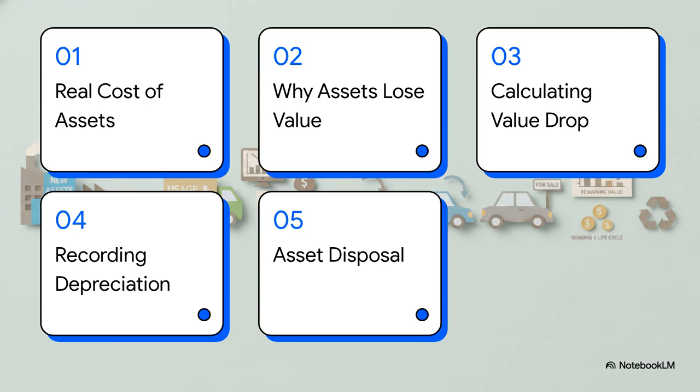We're going to follow the complete life cycle of an asset through 5 logical stages today. First up, the real cost of assets. Second, why assets actually lose value. Third, calculating that drop in value. Fourth, how to record depreciation correctly. And finally, saying bye-bye with asset disposal. Let's get right into it.